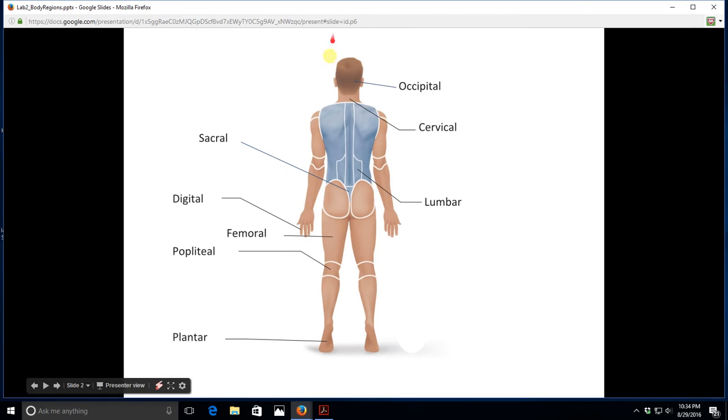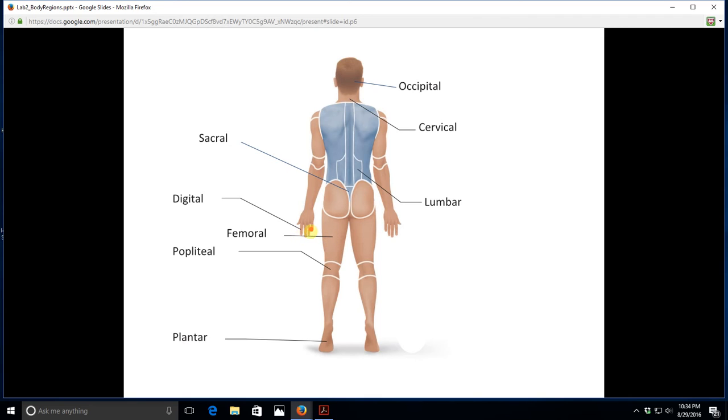In the back, we see the back of the head, occipital. We have the neck again, which is cervical. We see the lower back, which is lumbar. Then right at kind of the top of the butt, right above the cleft between the two butt cheeks, that's the sacral region. Then we got our femoral again.